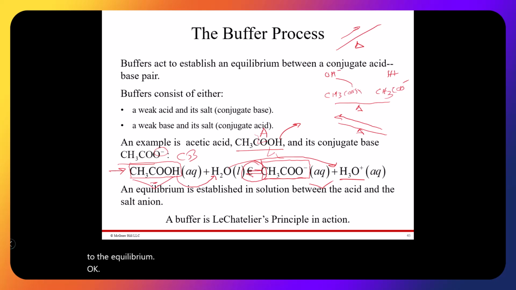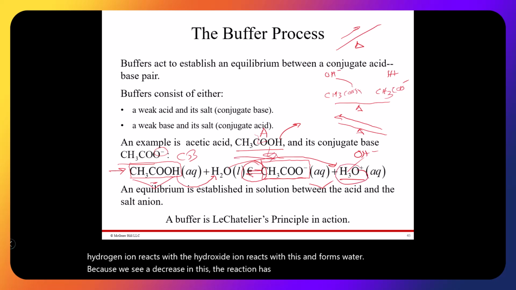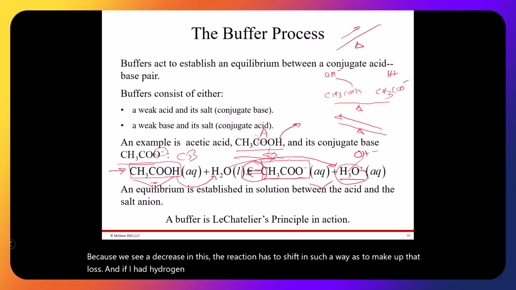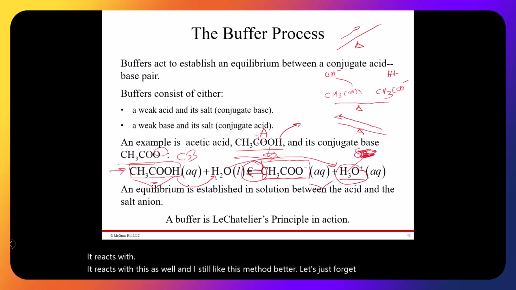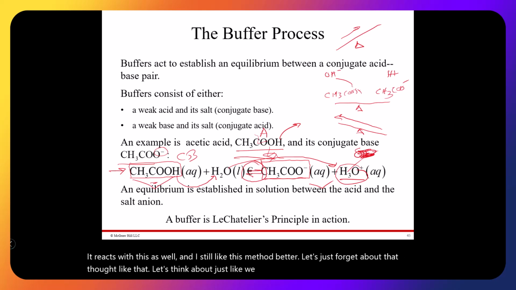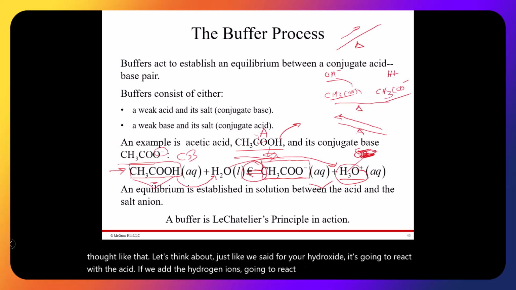That's one way to discuss it. There is another way you could discuss it. You could say the hydrogen ion reacts with the hydroxide ion and forms water. Because we see a decrease in this, the reaction has to shift in such a way as to make up that loss. And if I add hydrogen ion, it reacts with this as well. I still like this method better. Let's just forget about that thought. Let's think about it just like we said. If we add hydroxide, it's going to react with the acid. If we add the hydrogen ion, it's going to react with the conjugate base. I think that's a better way to go.